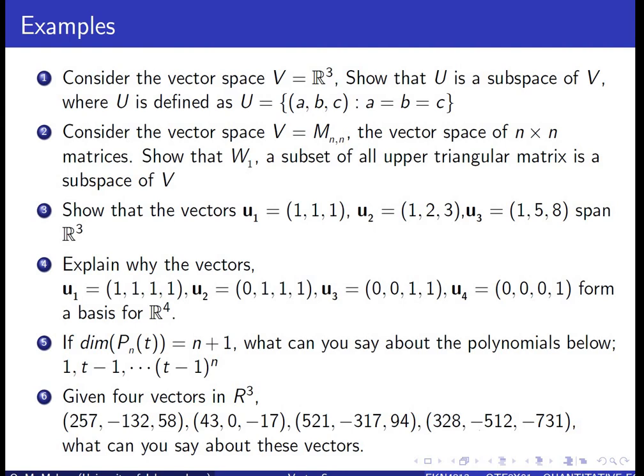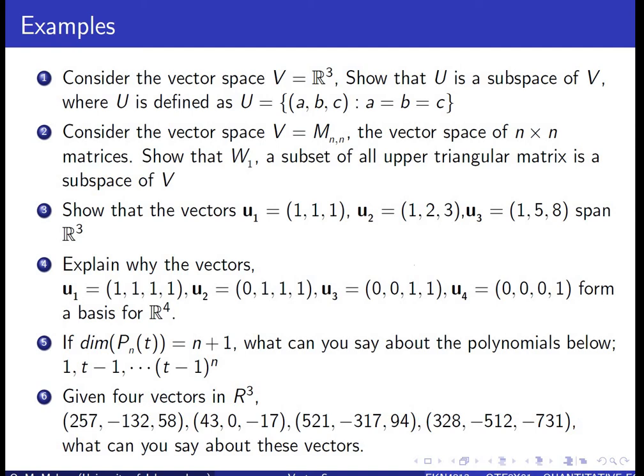So what you need to do here is to take any vector in R3 and show that such a vector can be expressed as a linear combination of u1, u2, u3, or form a matrix out of u1, u2, u3 and find the determinant. If the determinant is non-zero, we say that u1, u2, u3 span R3.